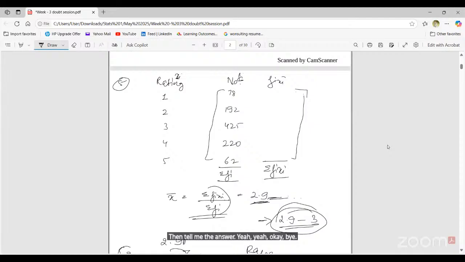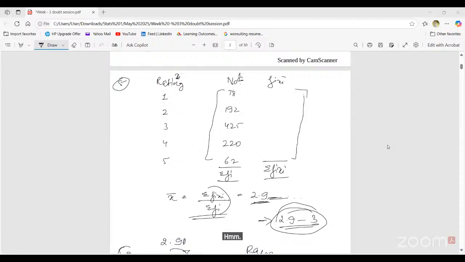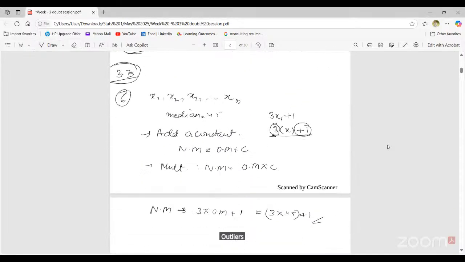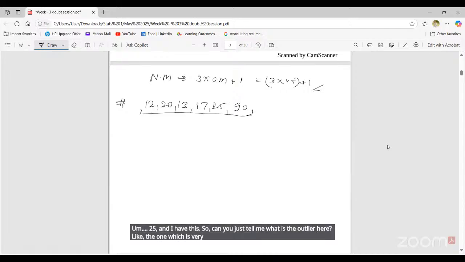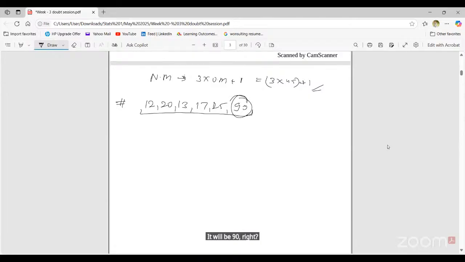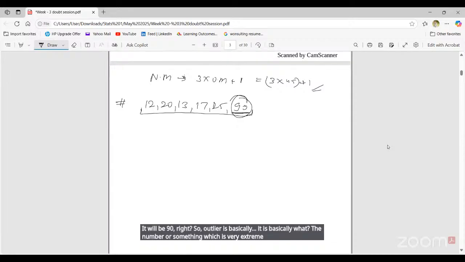And one more question I have. Can you please tell what are outliers? Okay. So if I have data, let's suppose 12, 20, 13, 17, 25, and 90. Can you tell me what is the outlier here? The one which is very extreme, like 90, right? Yes, an outlier is basically a number which is very different from the other values.